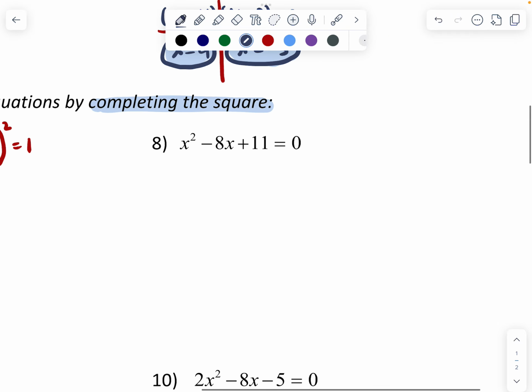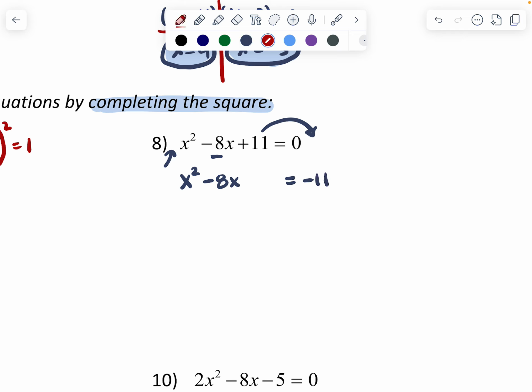Okay, let's look at number 8. Again, leading coefficient is a 1. The 8 is even, so I'm kind of good to go. So let's go ahead and subtract the 11 from both sides. So I'm going to get x squared minus 8x equals negative 11.